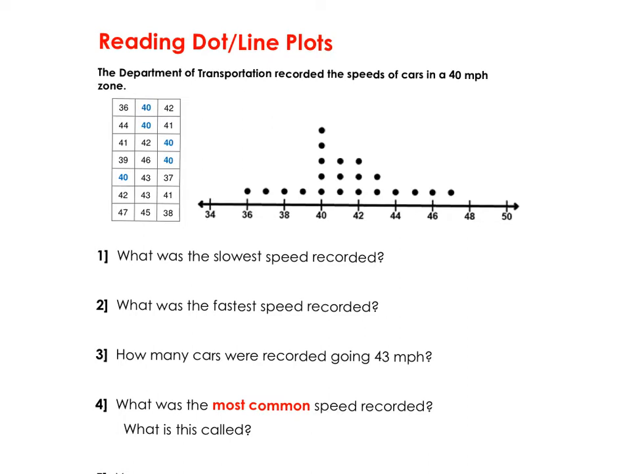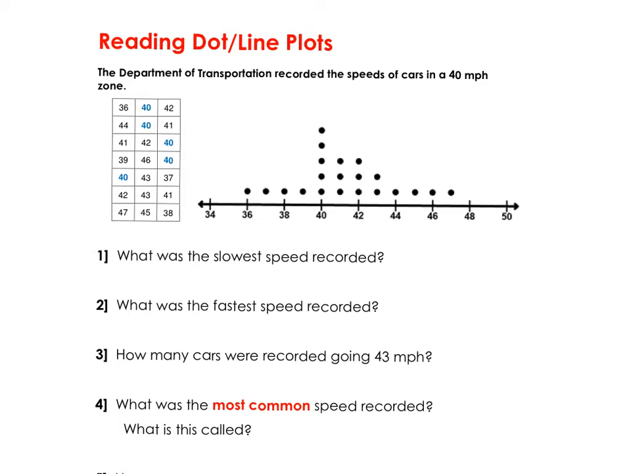So here we can see that one car was going 36, another car was going 40, 42, 44, 40, 41. So all these numbers here are the different speeds of the cars. All we did was take this information from the table and put it in a graph. This way we can see the information and it's more organized.